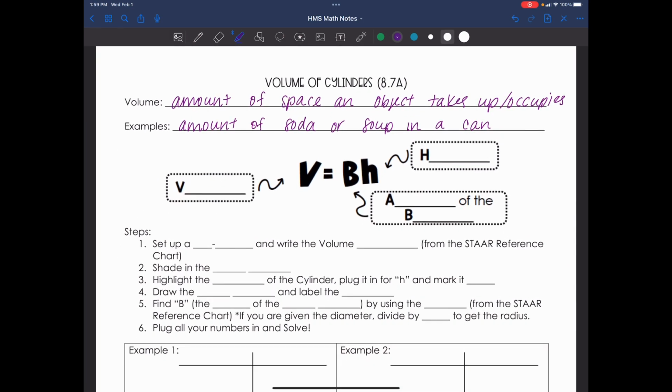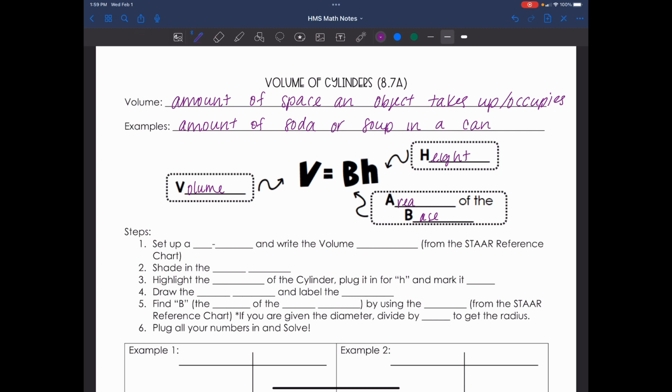Volume of cylinders. Volume is the amount of space an object takes up or it occupies. For example, how much soda is in a soda can? Or how much soup is in a soup can? Our formula is V for volume equals B, which we know to be the area of the base, times the height.